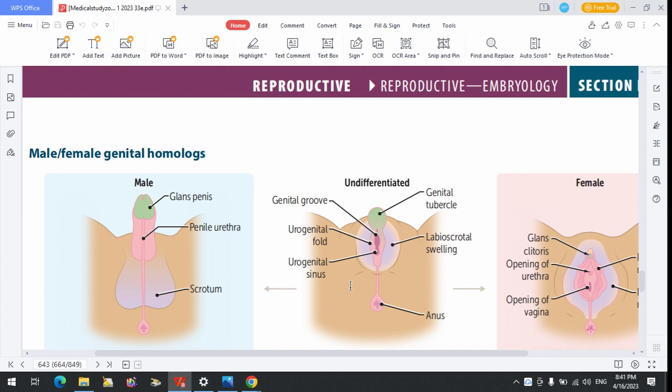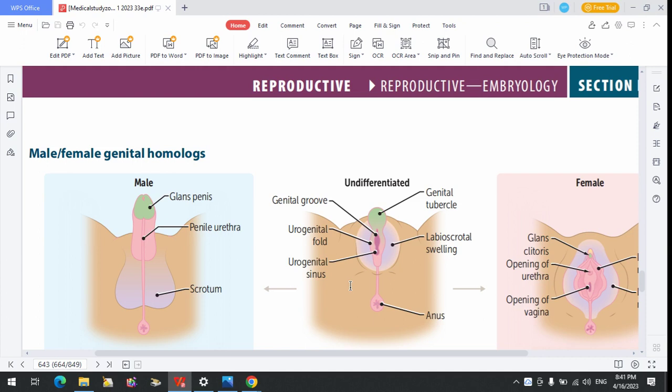Then you said the urogenital sinus is an opening. Normally, in the male it forms the prostate and the bulbourethral glands. And in the female, it forms the paraurethral glands and the greater vestibular gland, Bartholin's. You tried.